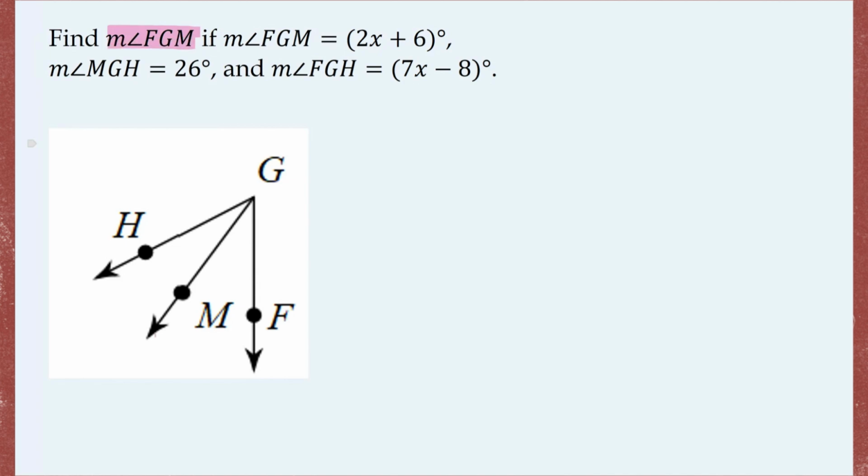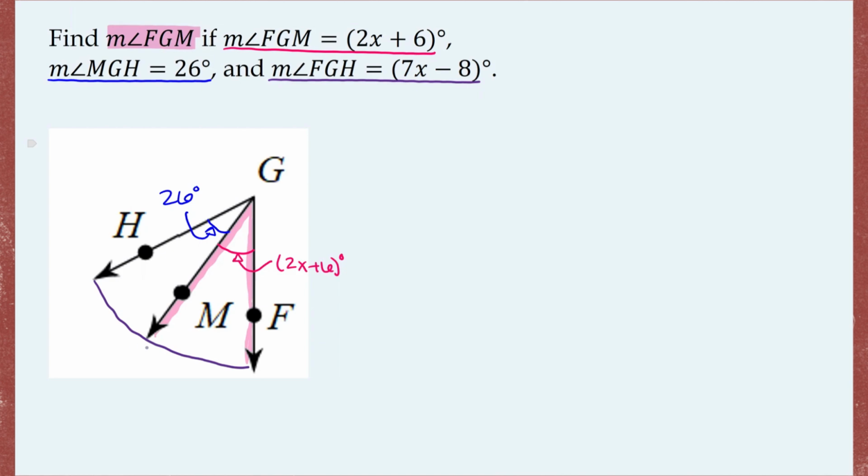So we know the measure of angle FGM is what we're trying to find. I like to highlight it, just a strategy for you. And then when you're given information, put that on the diagram. So FGM is equivalent to 2x plus 6. And then I'm outlining our angle MGH is 26. And then the angle that creates those two, angle FGH, is equivalent to 7x minus 8.